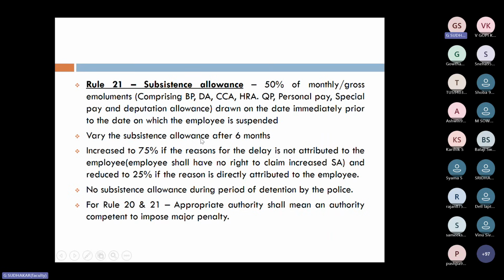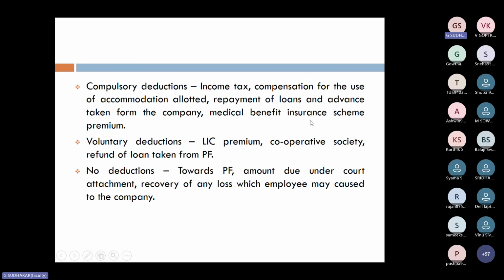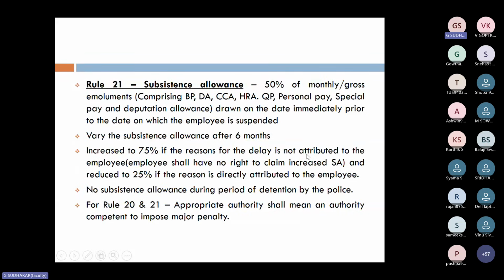Suppose an employee is suspended, the inquiry is going on and it is not completed. If the inquiry is delayed because of the fault of the management, because management has not completed the inquiry within the time schedule, in that case his subsistence allowance will be increased to 75%.